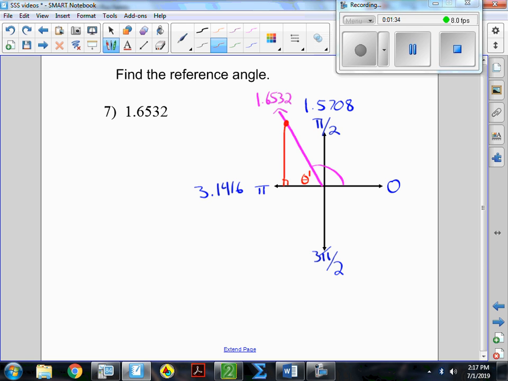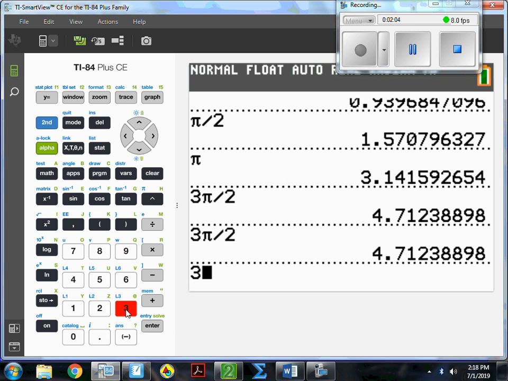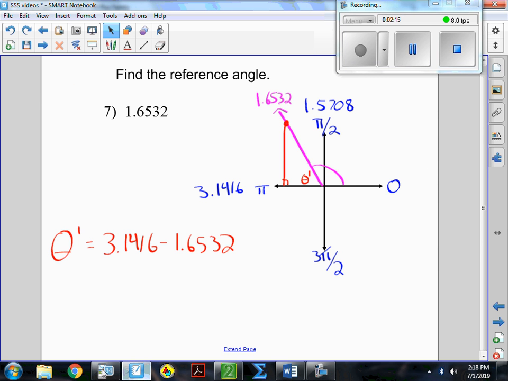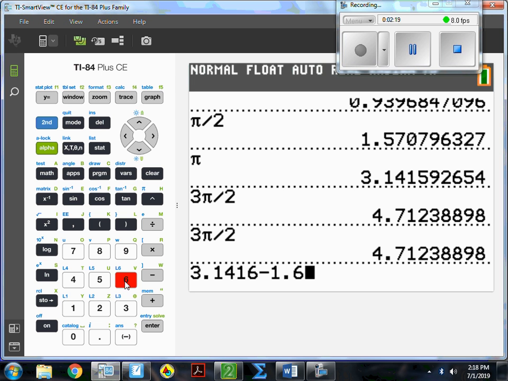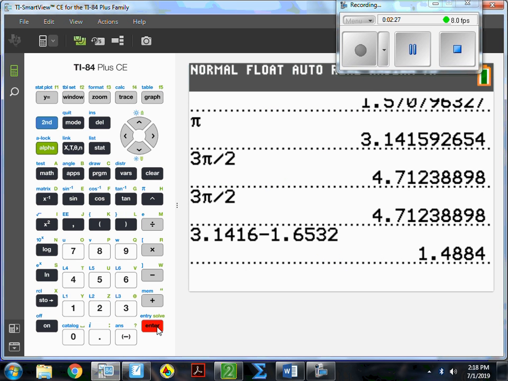To do that, we need to find the difference between the two angles we just connected. So we connected 1.6532 to 3.1416. So theta prime is going to equal the difference between those two angles. And we'll use our calculator to help us figure that out. So 3.1416 minus 1.6532. That's 1.4884.